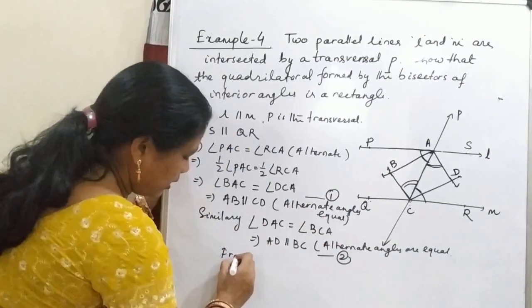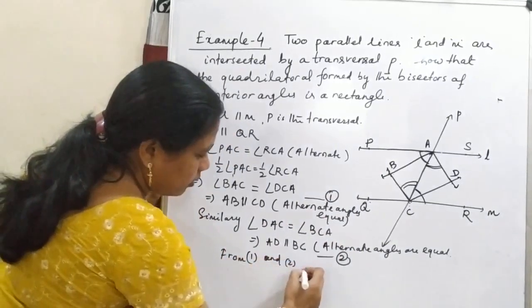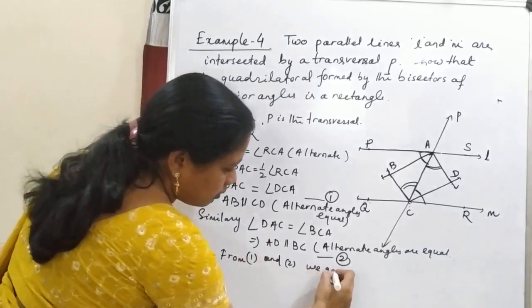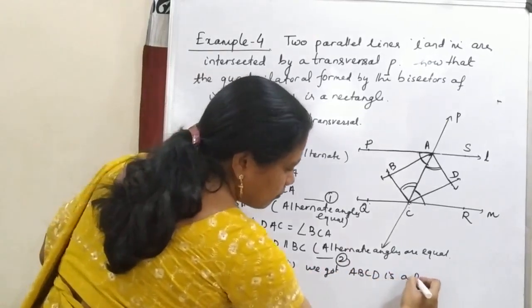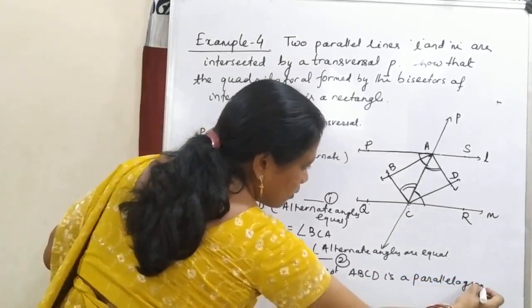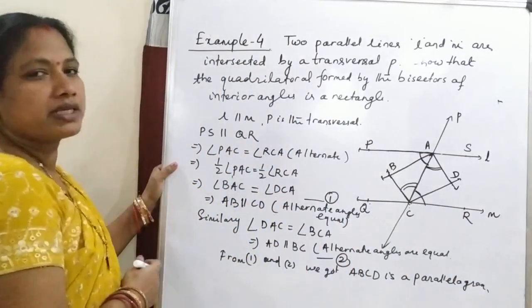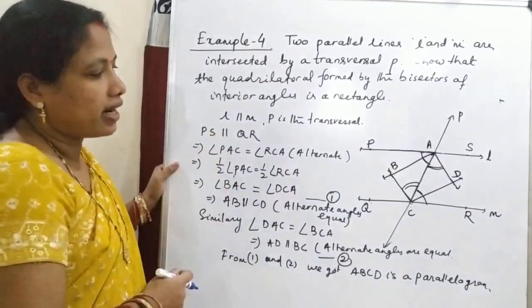So from 1 and 2 we get ABCD is a parallelogram. But we have to prove ABCD is a rectangle. So we have to prove one angle is 90 degrees.